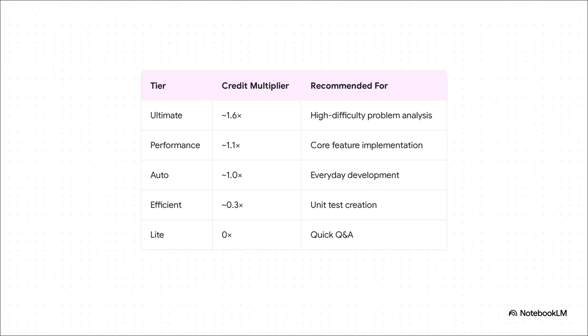And this table right here, this shows you the real-world cost. If we use Auto as our baseline, let's call it 1x, you can see the trade-offs plain as day. Ultimate costs about 1.6 times more, but look at Efficient.